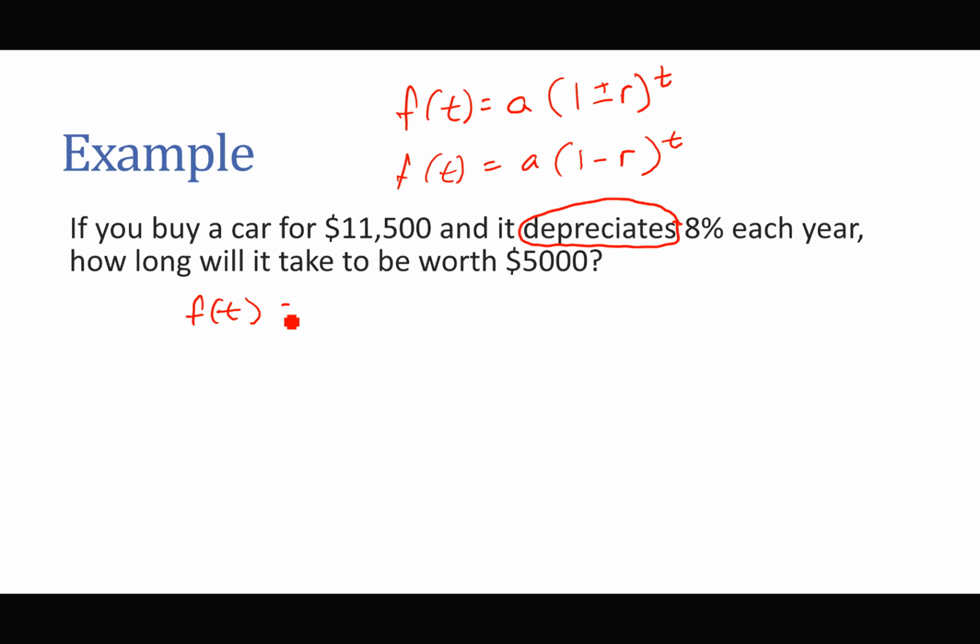So f of t will be my original amount, 11,500, times 1 minus r, which is 0.08 raised to the t power. So 8% as a decimal, with 2 units to the left, we get a new 0 in front of the 8. It will be worth 5,000, so we know our equation equals 5,000. So 1 minus 0.08, same as 0.92.